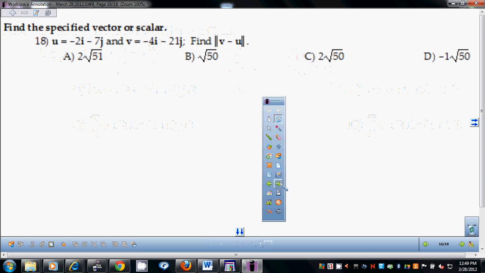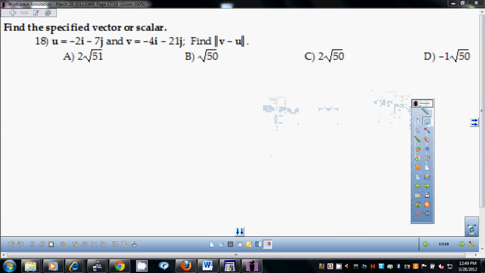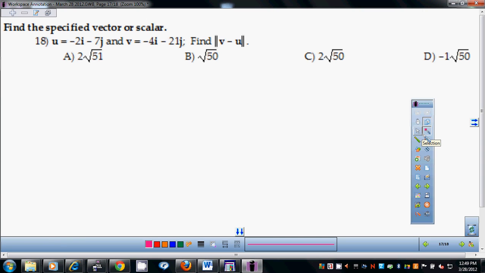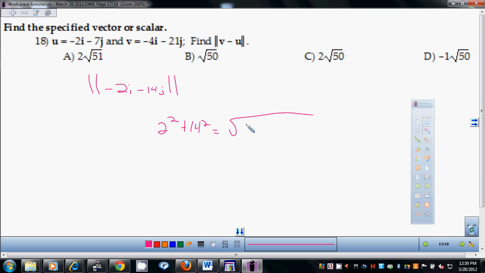Okay, last one. Basically, just do what it says. Subtract, find the magnitude. V minus u, negative 4 minus negative 2 is negative 2i. Negative 21 minus negative 7 is negative 14j. And then you just find the magnitude of that by doing the Pythagorean theorem. 4, 196, 200.